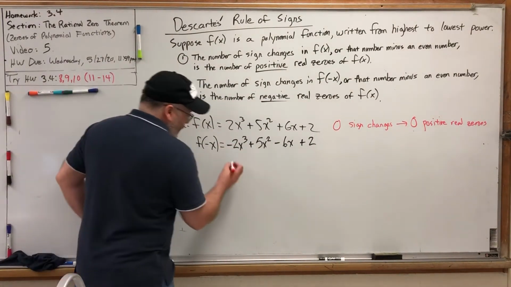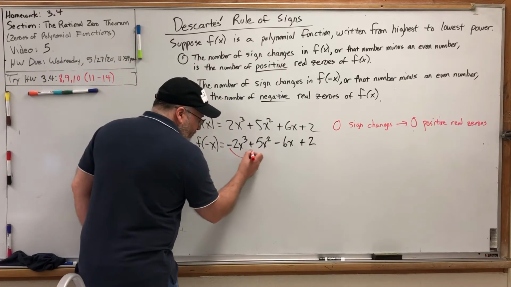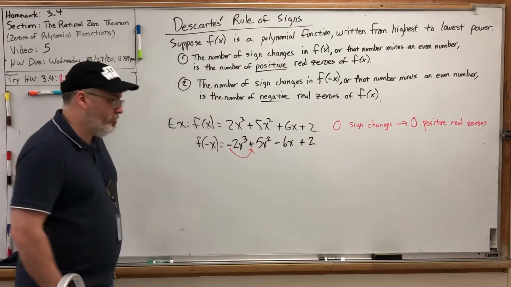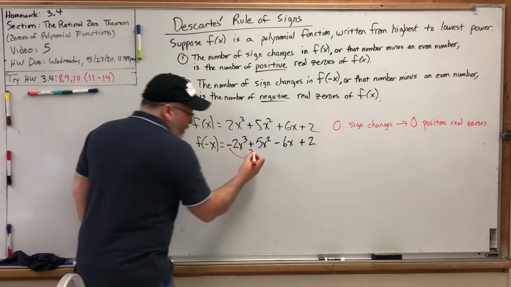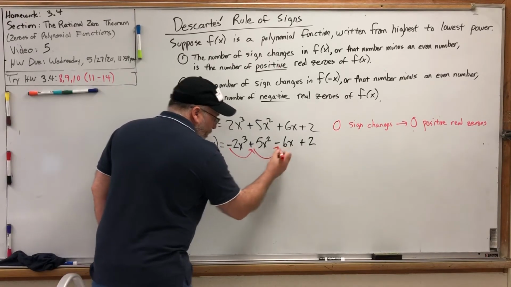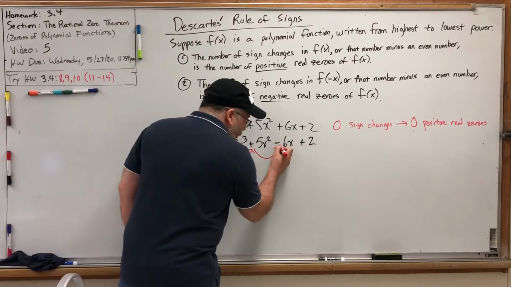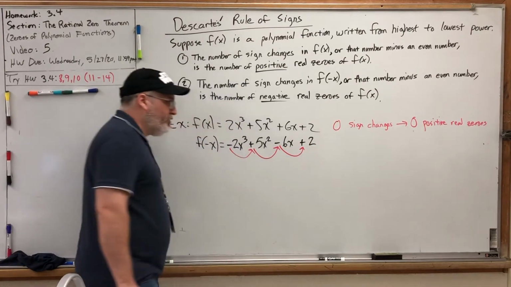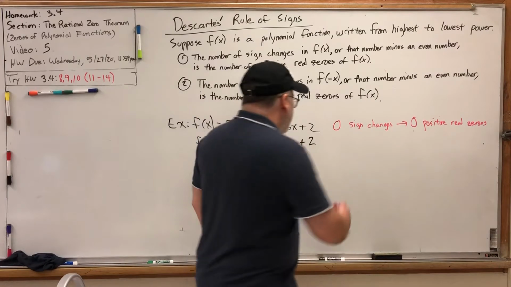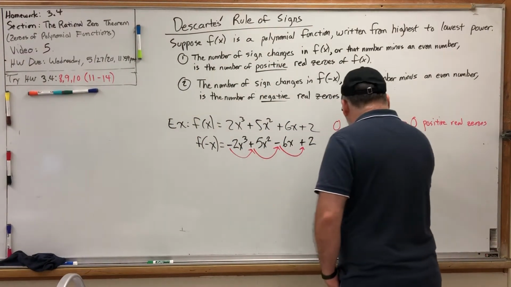This time I'll draw some arrows. From the first term to the second term, the sign changes. That's 1. From the second term to the third term, the sign changes. That's 2. From the third term to the fourth term, the sign changes. There are 3 sign changes.